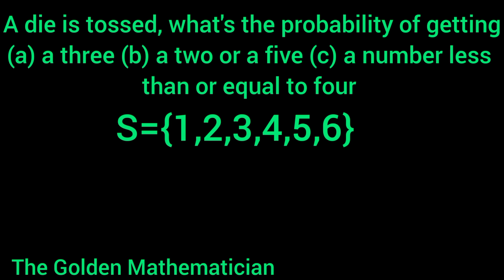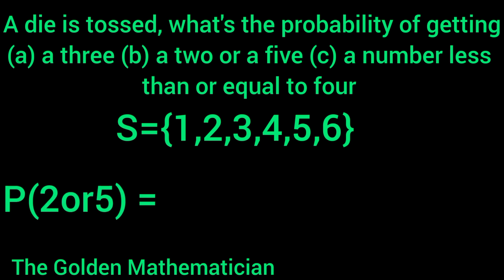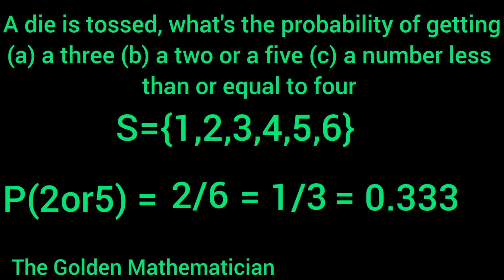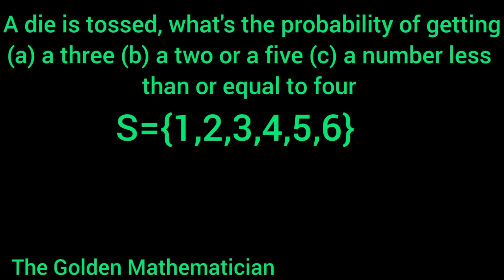What is the probability of getting a 2 or a 5? There's just one 2 in the sample space. Also, there's just one 5 in the sample space. So we would have 2 over 6. Simplifying, we would get 1 over 3, which is equal to 0.333 continuous threes.